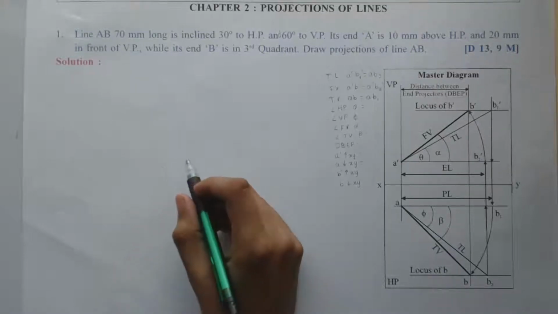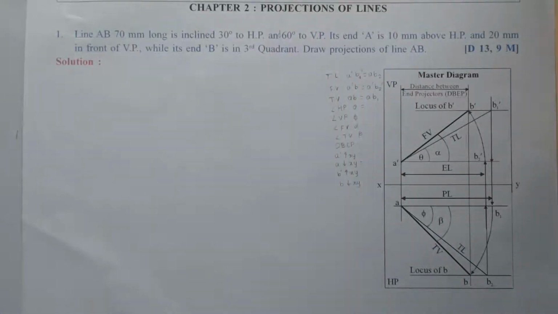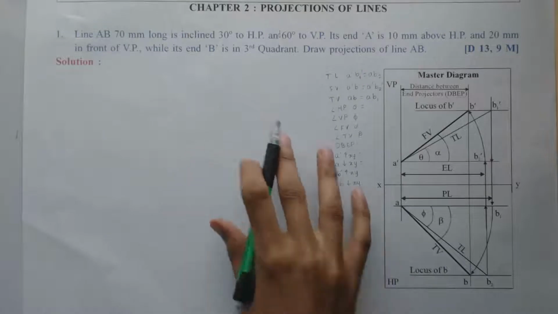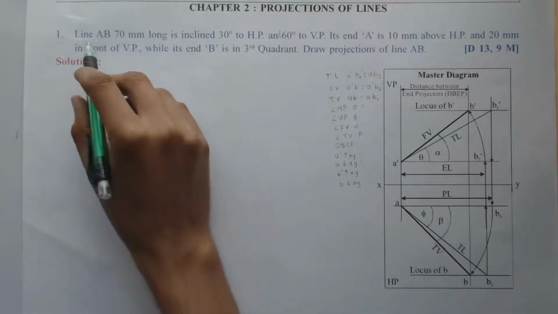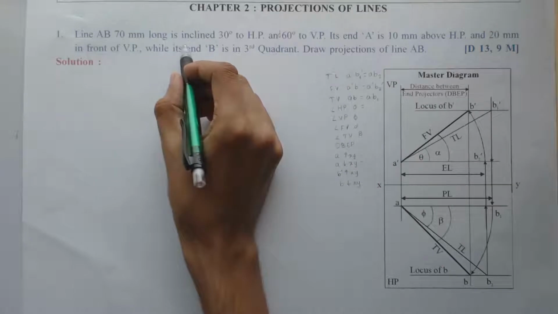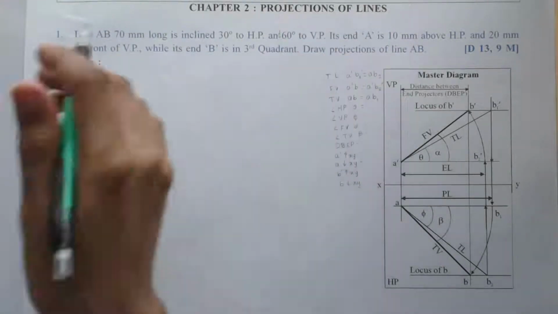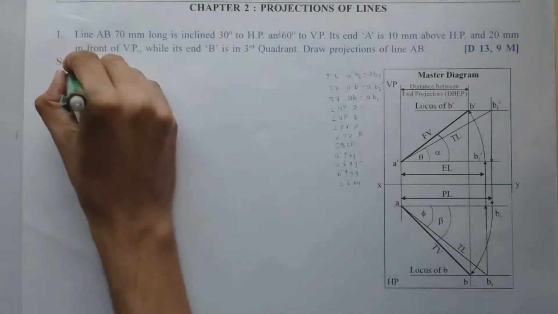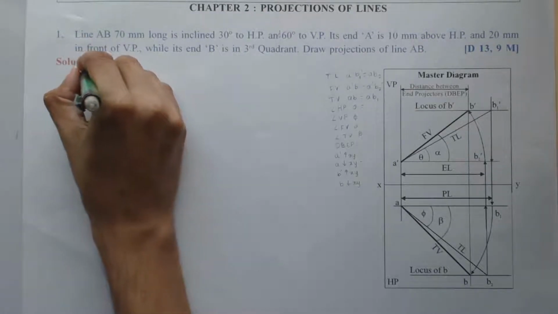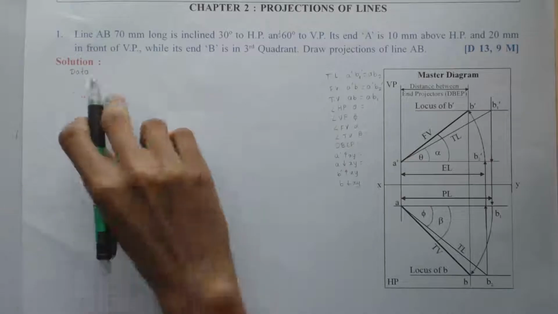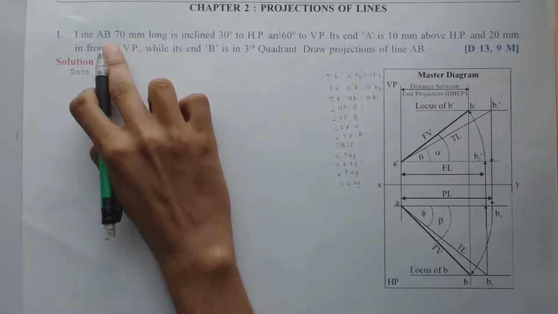Now we start with the first problem on projections of lines. We'll represent the data as per the master diagram. So a line AB 70 mm long is inclined at 30 degree to the HP and 60 degree to the VP. So I'll write the data. 70 mm long is the true length for line AB.